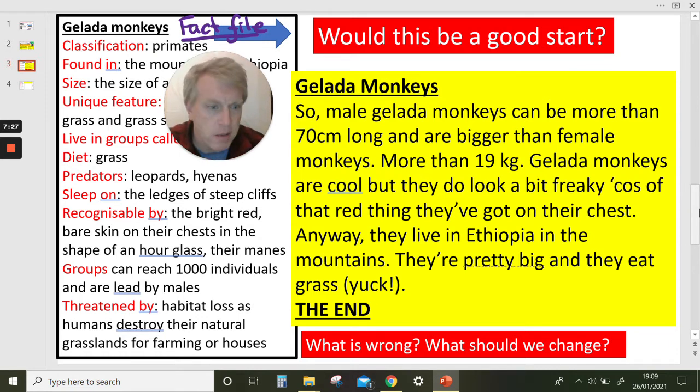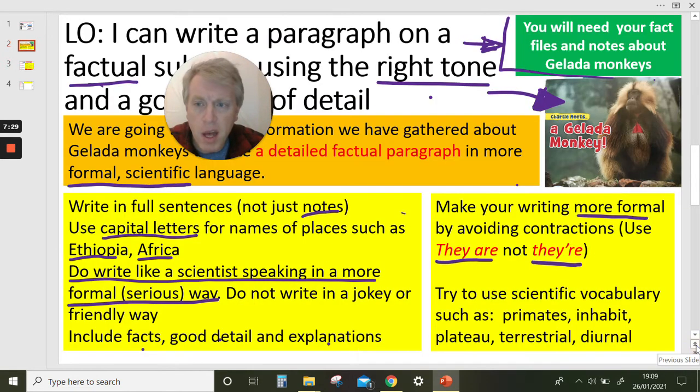Well, let's look back. Remember, today we're trying to write in full sentences. We're going to try to write like a scientist, speaking in a formal way. We're going to be using facts, so it's not lots of your opinions, but facts. It's going to be more factual and more formal. We're not going to use contractions.